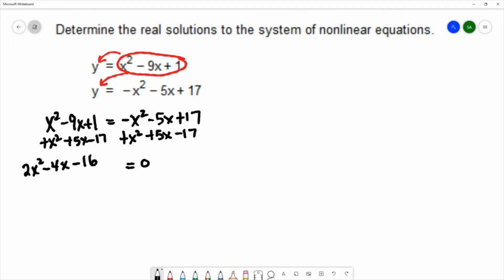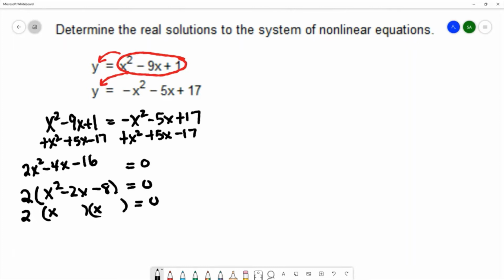I'm going to solve this quadratic by factoring, starting with factoring the greatest common factor of 2. Factor that common 2 out, and we're left with x squared minus 2x minus 8 equals 0. Then I'm going to try to continue to factor this quadratic.